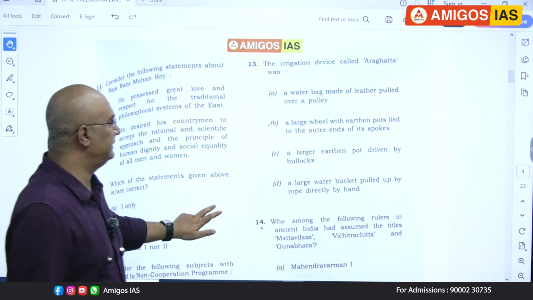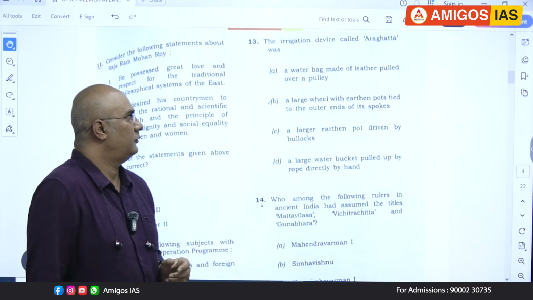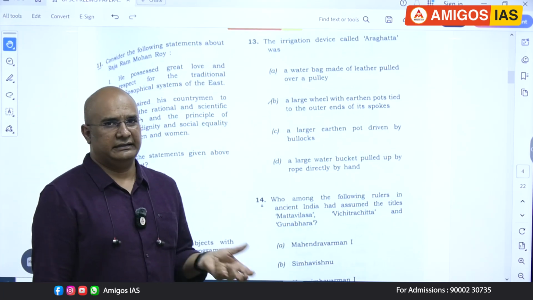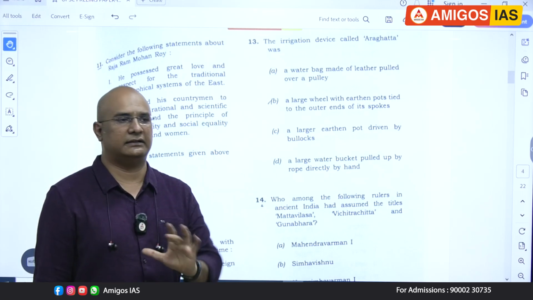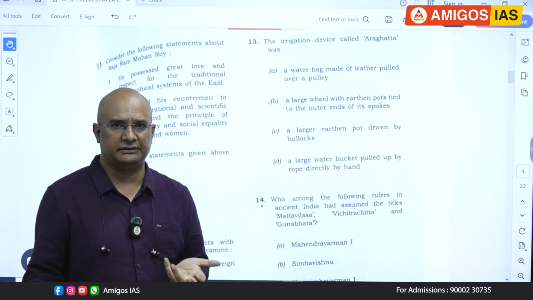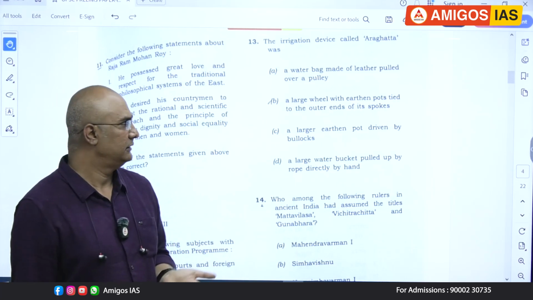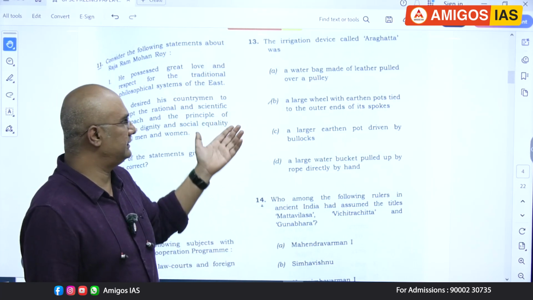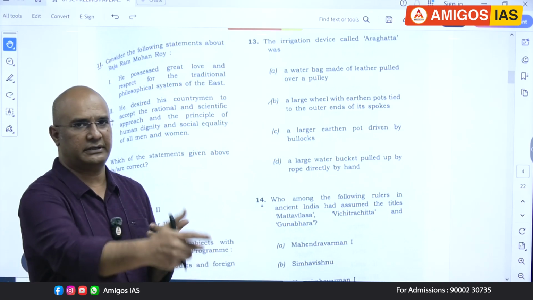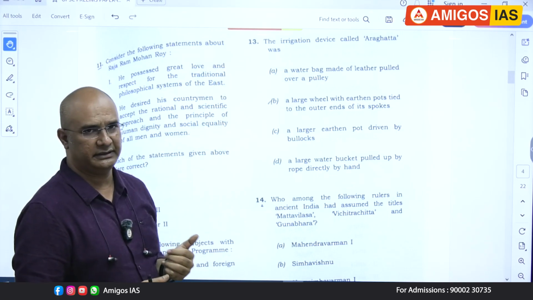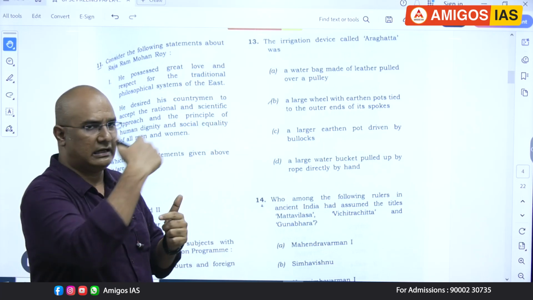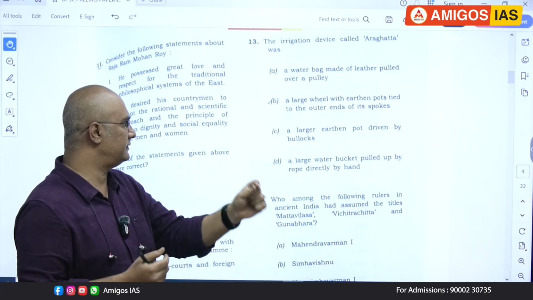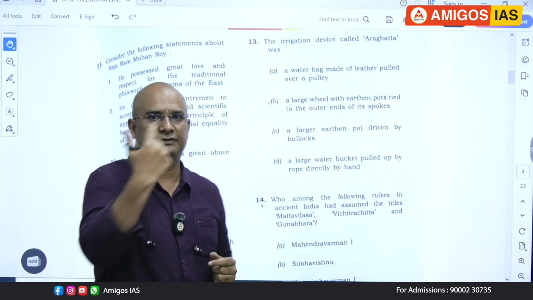The irrigation device called Araghatta was, and again, what should I say about this? This is a repeated question. If anyone has done the previous PYQs, that's a common thing any teacher tells in the classroom, that if you have done this, it's a direct thing that you need not even think about it. It is some kind of an irrigation device that's given in the question itself. The straightforward answer is B, a large wheel with earthen pots tied to the outer ends of its spokes.